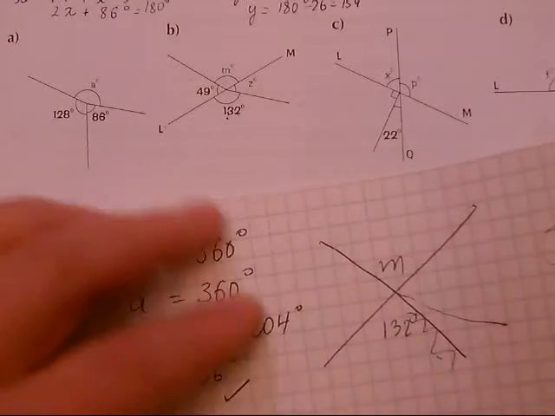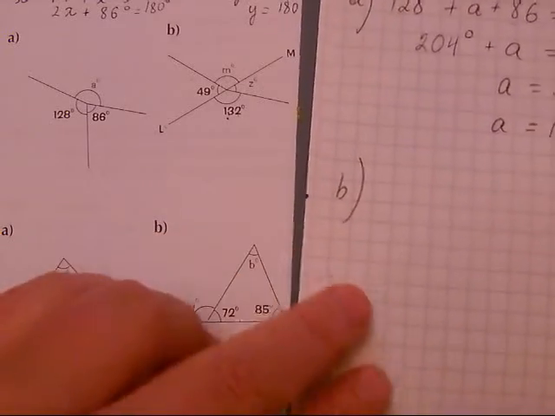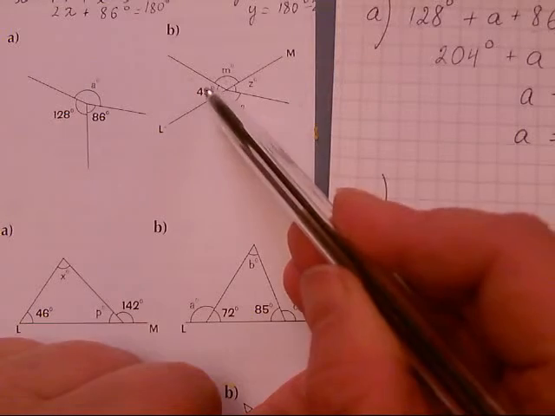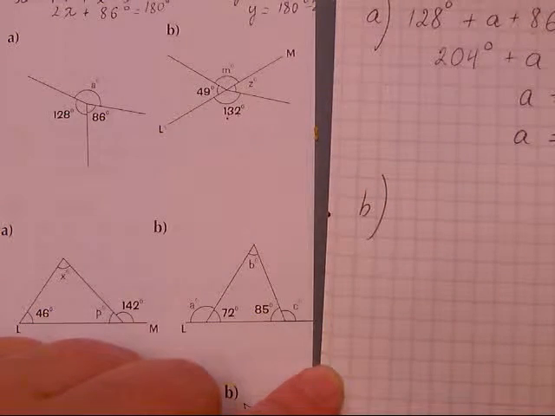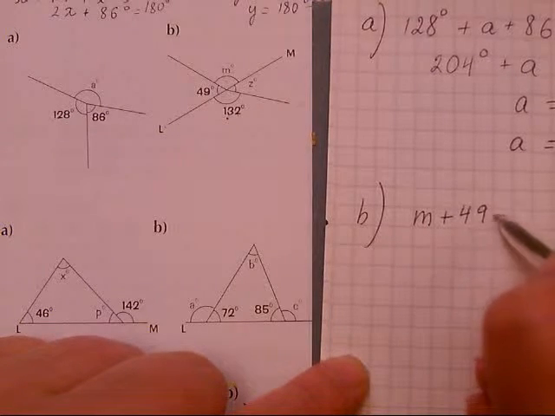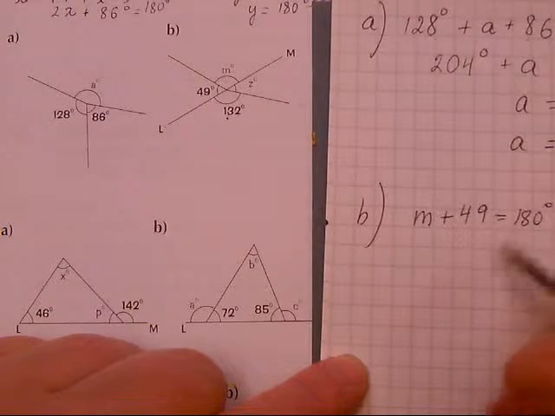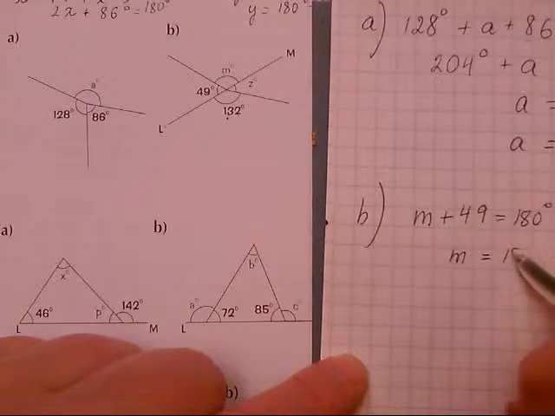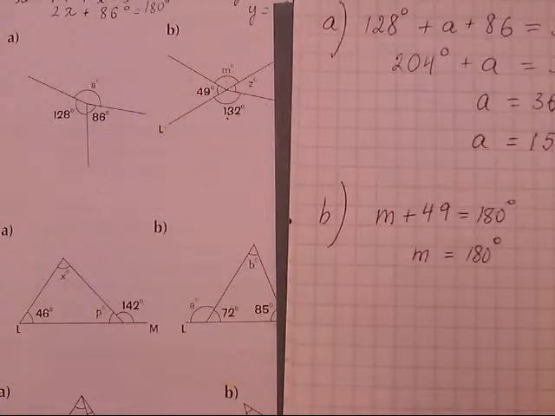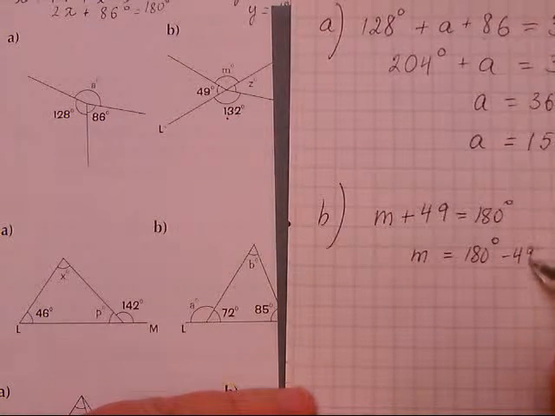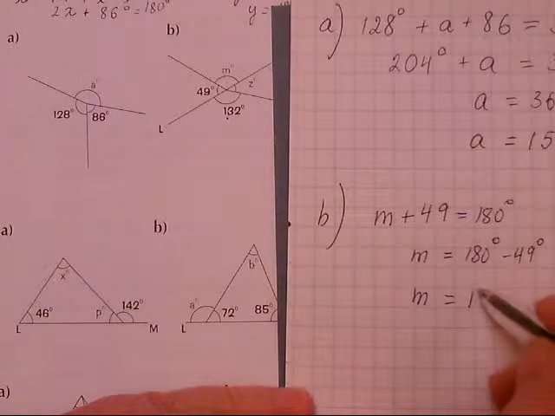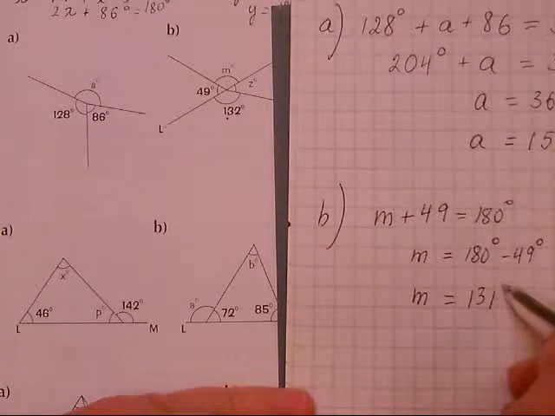Therefore, that's not a problem, we can still find M, because LM is a straight line, so M and 49 are angles at a straight line. So we can write M plus 49 is equal to 180, and that will give me M equal to 180 minus 49, so M is equal to 131 degrees.